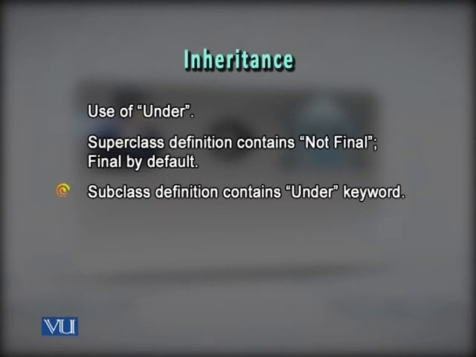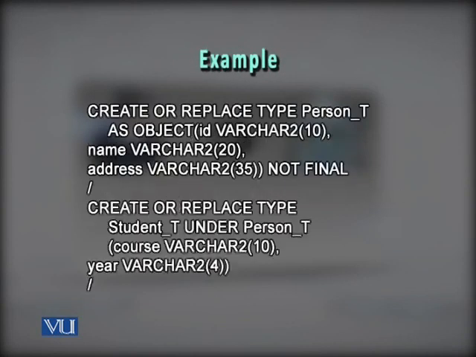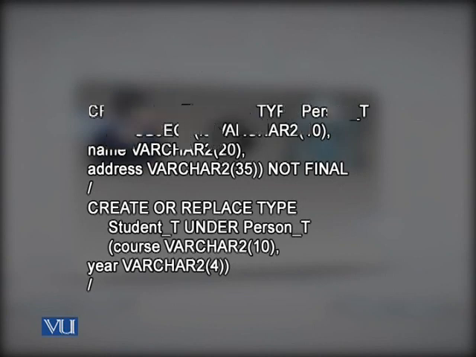And as you can see here, when we define the subclass type, we say create or replace, for example, type student type under person type. When we say under, this is a new keyword or new feature that has been defined there. This basically means inheritance. When you say under a superclass type name, that class inherits all the members defined in the superclass type.